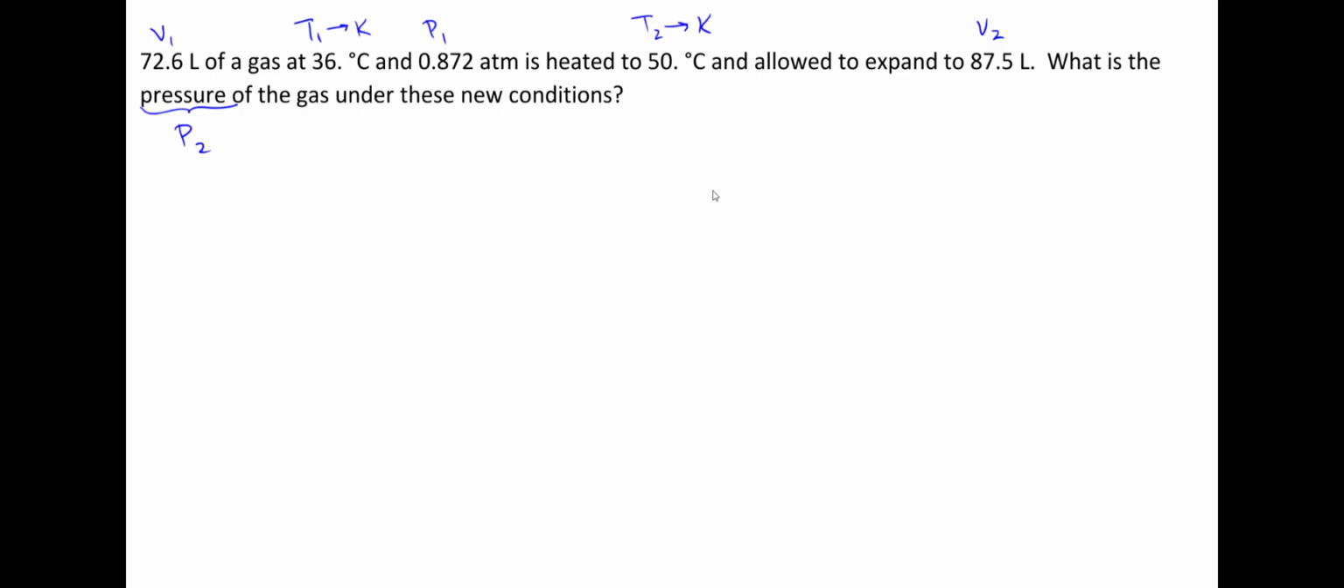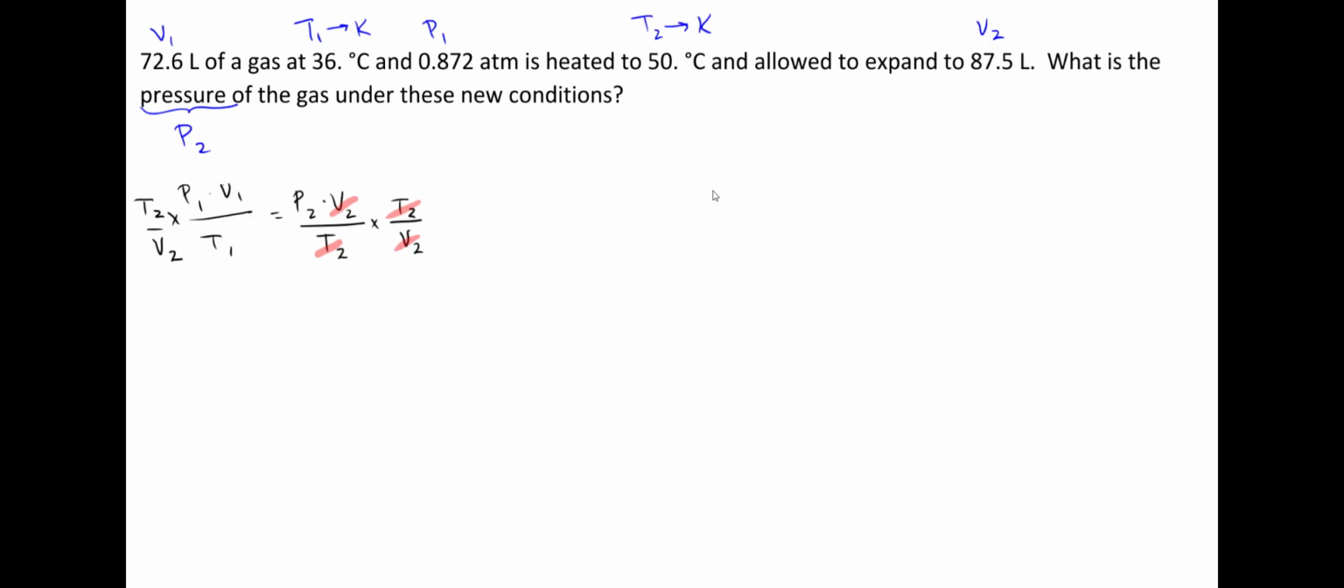So we're going to start here with the combined gas law. So this was P1 times V1 over T1 equals P2 times V2 over T2. The unknown is P2. So we'd like to get that by itself, and we can do that by multiplying by T2 over V2 on both sides. By doing this, that allows us to cancel T2 and cancel V2 on the right side of the equation, and leaves us with P2 by itself.